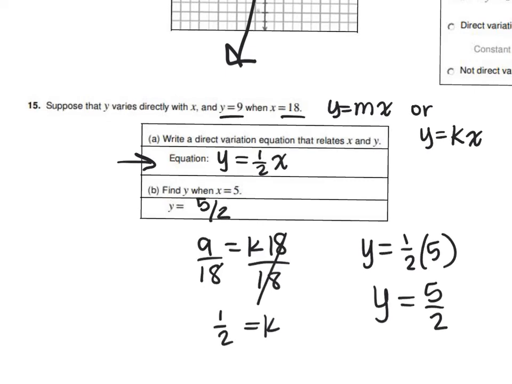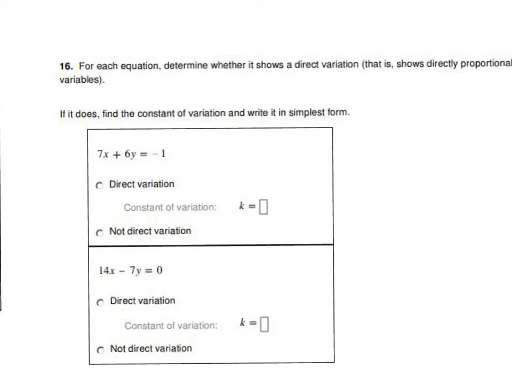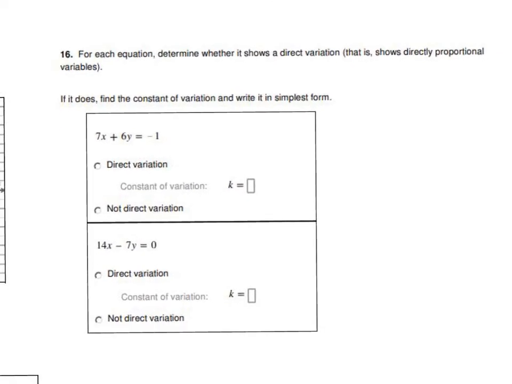And that's your final answer. Question 16 says that for each equation, determine whether it shows a direct variation. It shows that it's directly proportional variables. If it does, find the constant of variation and write it in simplest form. So our direct variation equation looks something like y equals k times x.